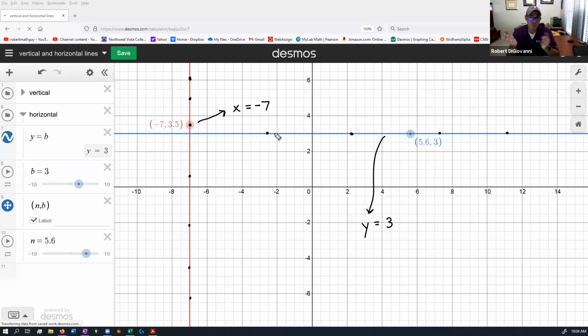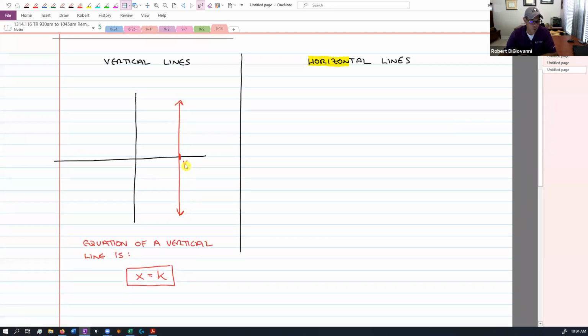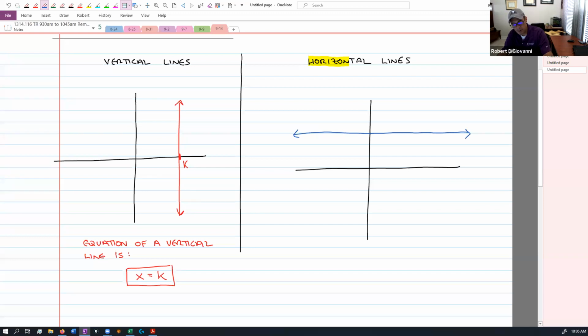So that's why we say what is the equation of a vertical line and a horizontal line. It's connected to the picture. So let me go back to my other notes and clear this out. If you have a vertical line, wherever it hits the x-axis, let's call that number K. X equals K will be the equation of that vertical line. If you have a horizontal line, and let's say it hits at some value, I'm going to call it B, then the equation would be y equals B.